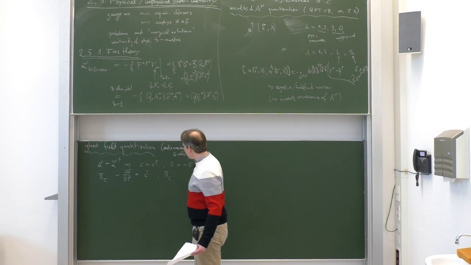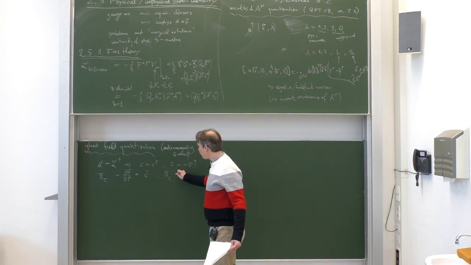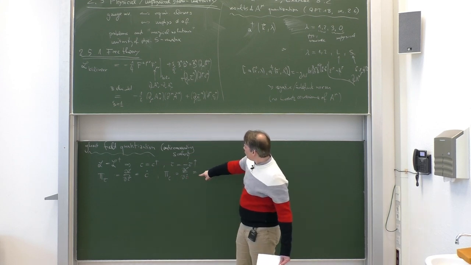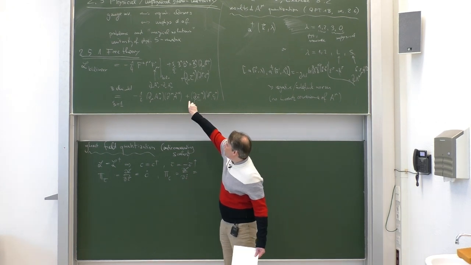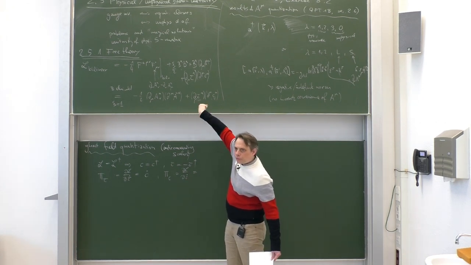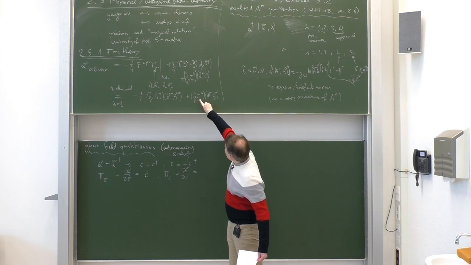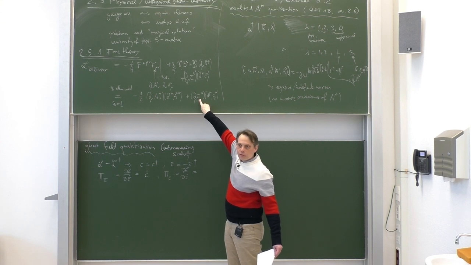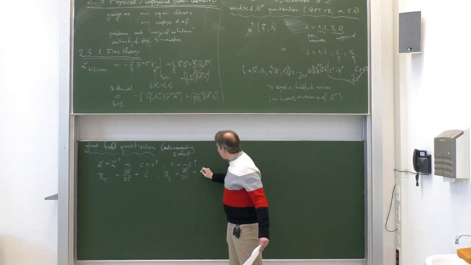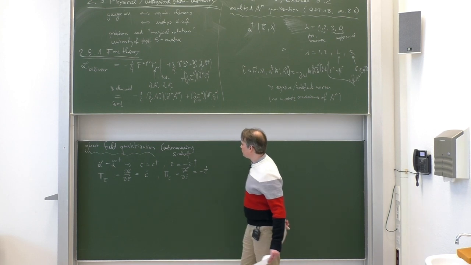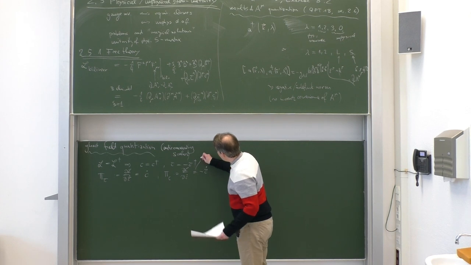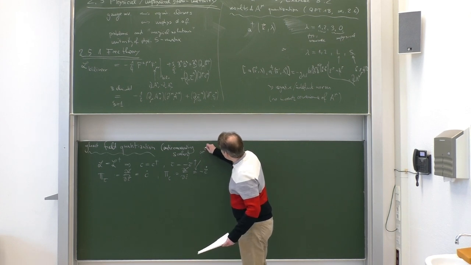And what is the canonical momentum for the ghost C? It is given by the derivative of the Lagrangian with respect to C dot. However, if you do the derivative with respect to C dot, derivatives for us always act from the left. You first have to do the anti-commutator between the derivative operator and the C bar, which gives a minus. And then you get here minus C bar dot. So here there is an additional minus, and this comes from the anti-commuting statistics.